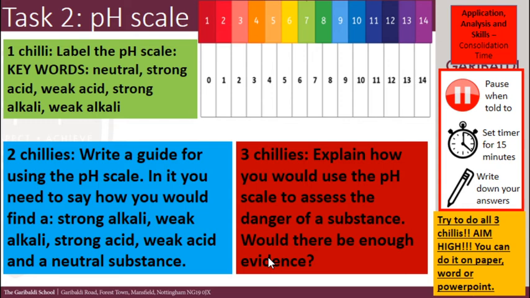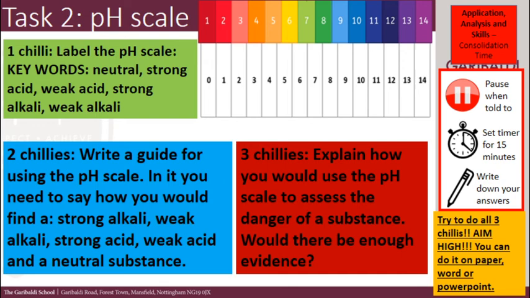So what I would like you to do for this next task, this is going to take you a bit of time. If you look on the Word document that you just did the exam questions on, there is a pH scale already placed on there for you. I want you to first of all label the pH scale. The keywords you need to put on there are neutral, strong acid, weak acid, strong alkali, weak alkali. Use arrows to point to the different sections of the pH scale. That is the easiest task.